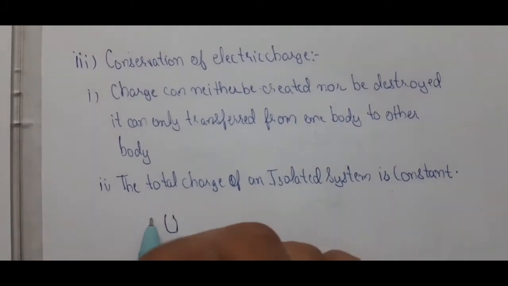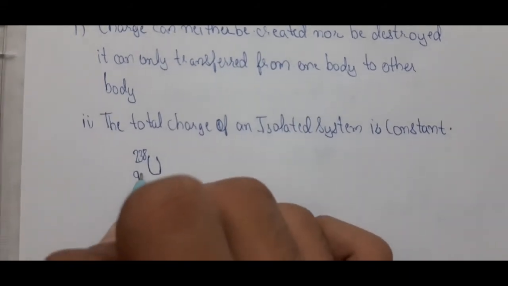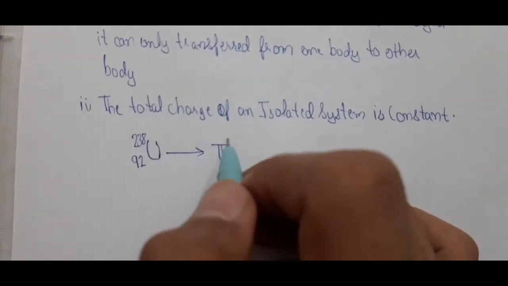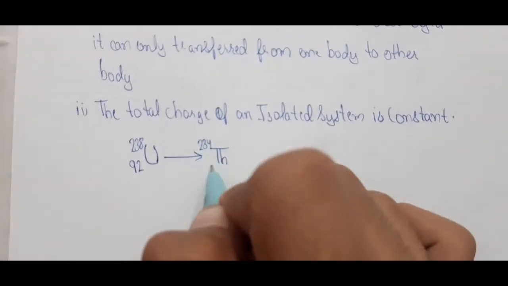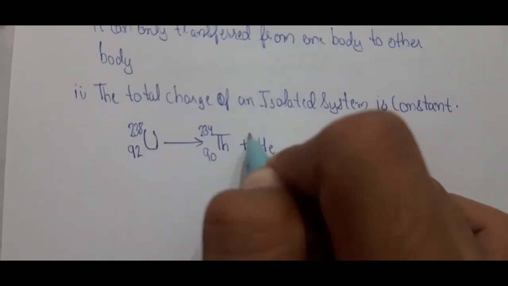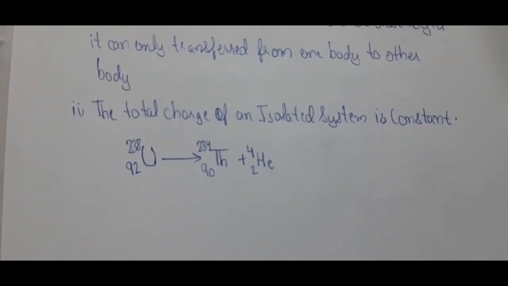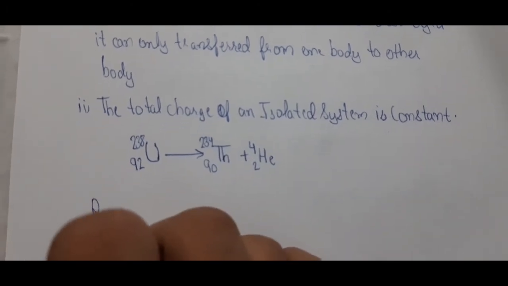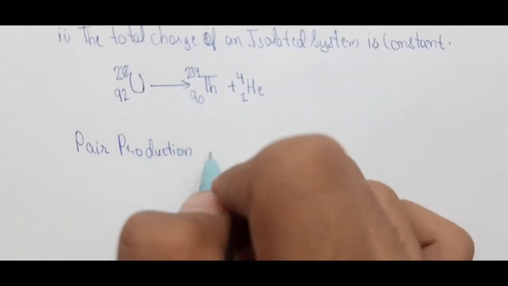Let's consider uranium 238, 92. When it is split, it forms thorium 234, 90 and helium 4, 2. So this is the example of conservation of charge. The next main example is the pair production method.